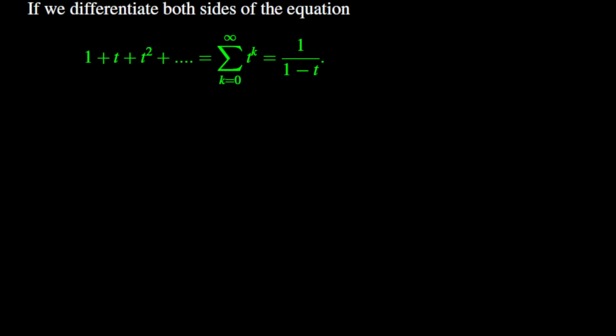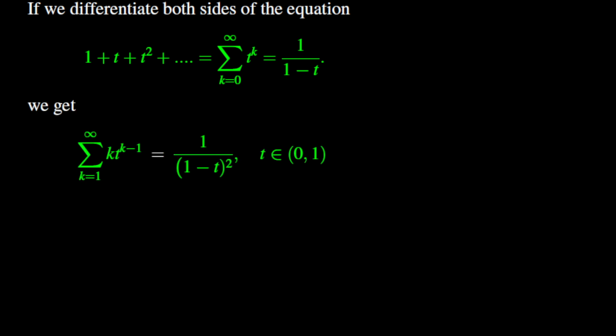Remark that the standard geometric series with ratio t converges absolutely to the quantity 1 over 1 minus t as long as the absolute value of t is strictly less than 1. When we differentiate this geometric series, we see that the series of derivatives that has leading term k times t to the power k minus 1 converges to the derivative of the sum, which is the fraction 1 over the quantity 1 minus t squared.